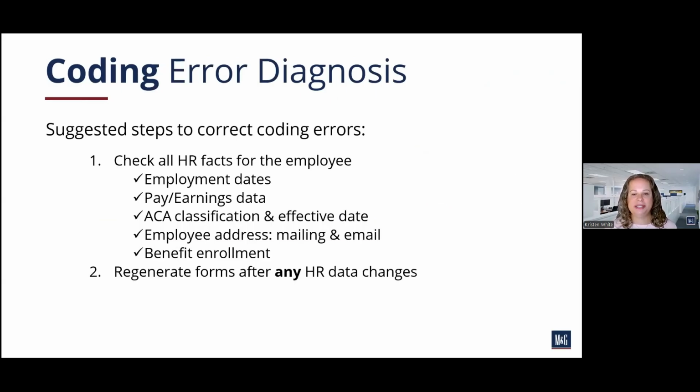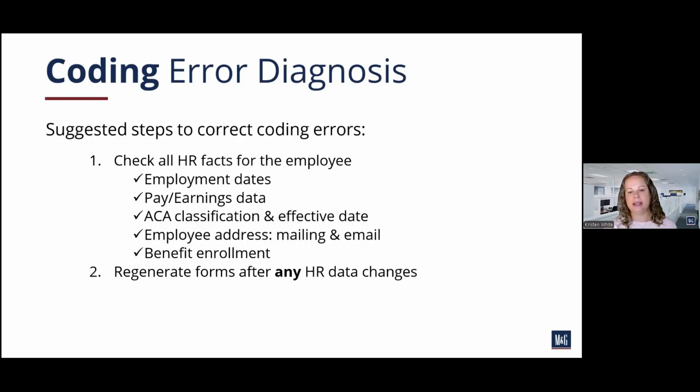Before we move on to actually transmitting the data, it's time for me to again plug how crucial it is to have clean HR benefits data. Maintaining the data throughout the year will make the year-end processing much smoother. So you want to make sure you check employment dates: hire, rehire, termination; earnings data: salary, hourly base rate, or W-2 data, depending on which safe harbor you're using; and ACA classifications with correct effective dates: full-time, part-time, variable hour.